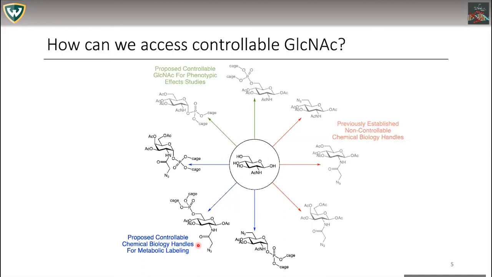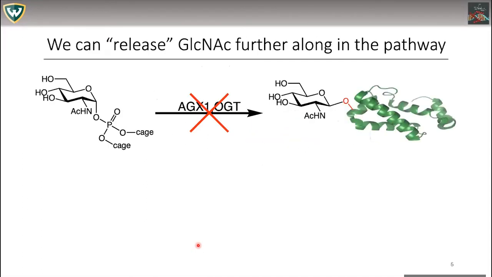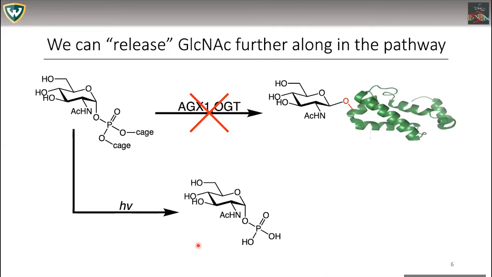But for today, I'm just going to talk to you guys about the metabolic labeling tools that we're working to make more controllable. Our theory here is that we can release the GlcNAc further along in the hexosamine biosynthetic pathway. If we have this GlcNAc that has a phosphate photocage on it, the photocage is going to make it inert, and it's not going to allow the GlcNAc to get taken up by AGX1, converted to UDP-GlcNAc, or used by OGT to be put onto the proteins. So we can get it in the cells, then use light to release the photocage, which allows the 1-phospho-GlcNAc to get taken up into the hexosamine biosynthetic pathway and glycosylated onto proteins.